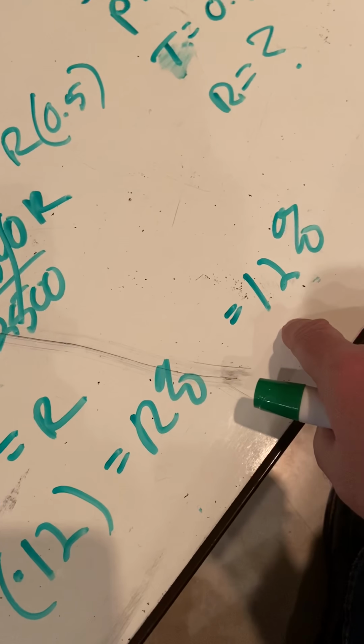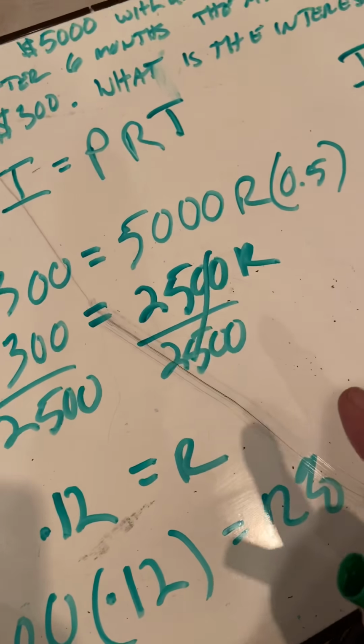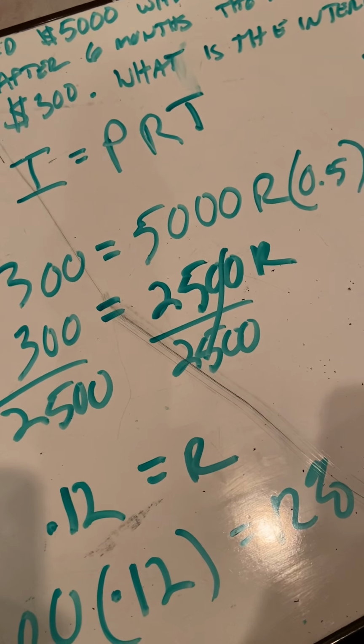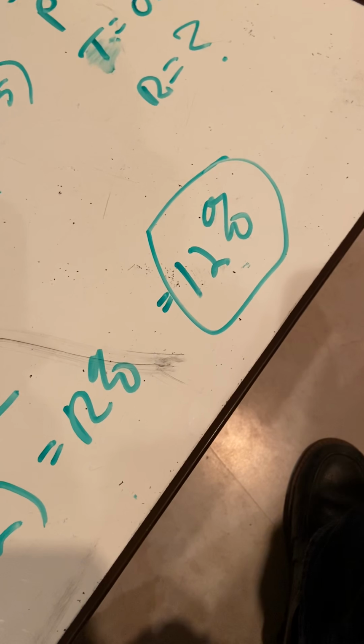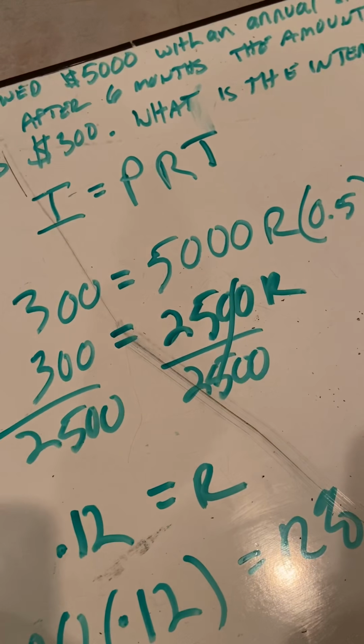And I believe that was, I didn't write the answers down at the beginning of the problem, but I think 12% was the third answer or whatever. But 12% is your answer. Simple. I equals PRT. Word problem.